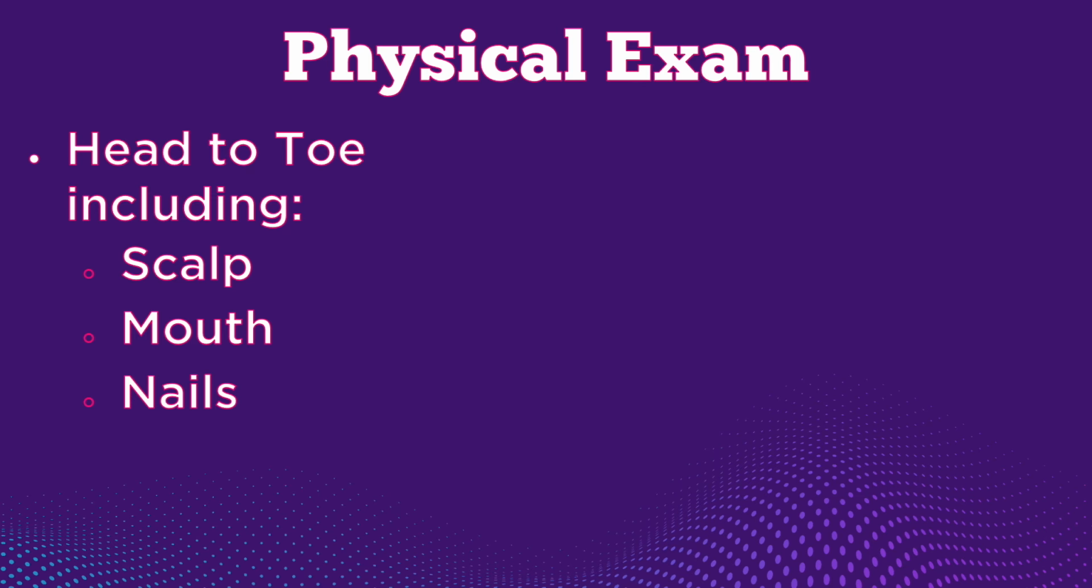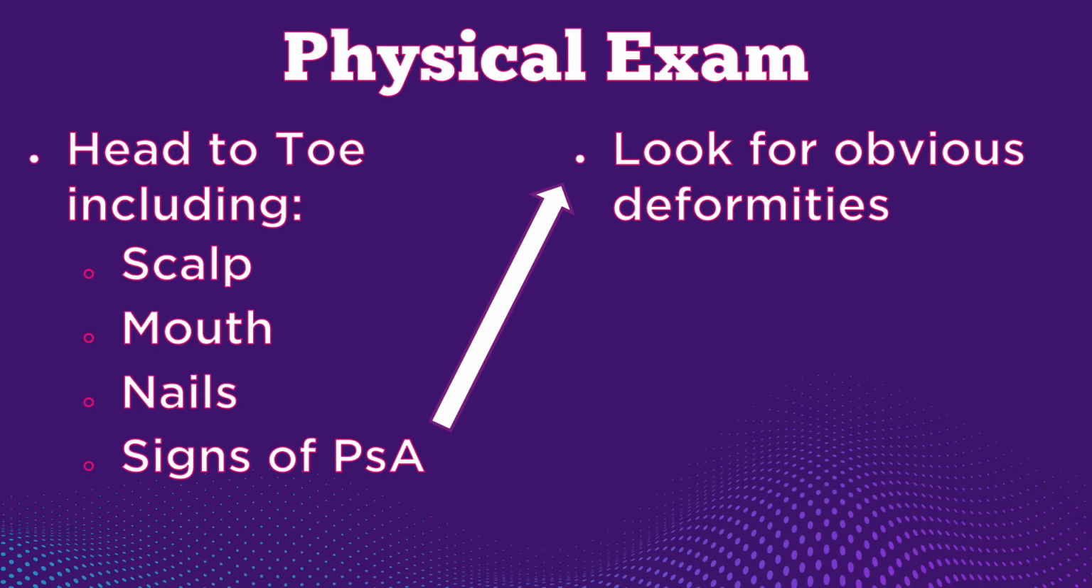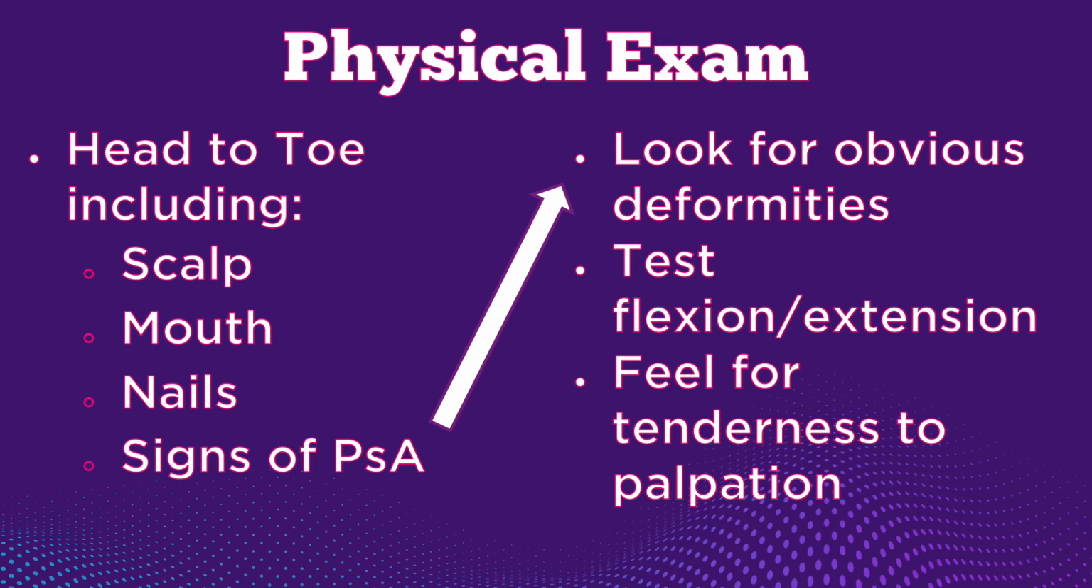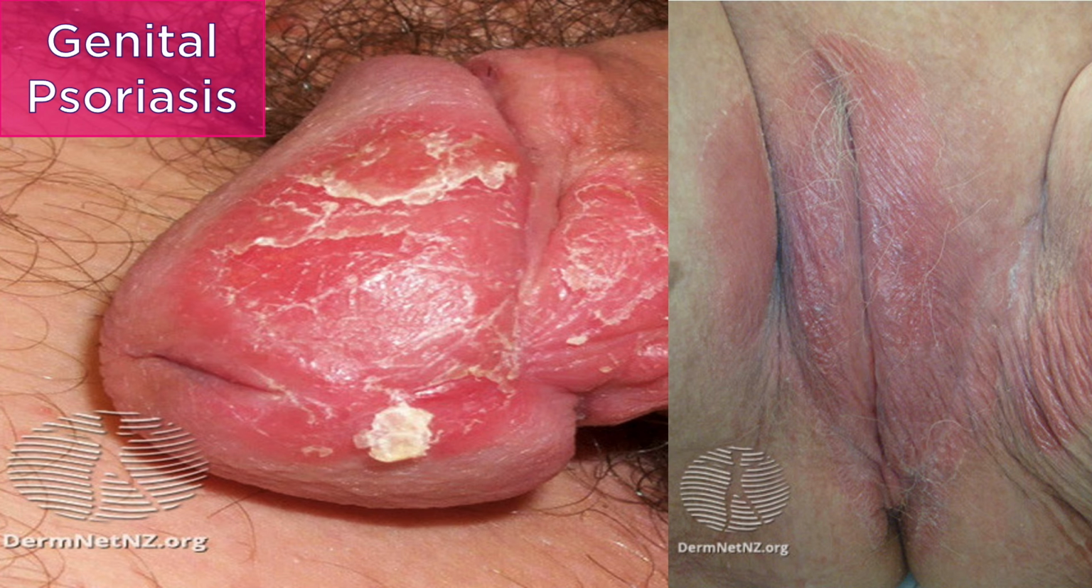While you're there, assess the hands for signs of psoriatic arthritis by looking for obvious deformities, testing flexion and extension, and feeling for tenderness to palpation. Don't forget to offer to examine the genitals, because many patients will have lesions on the penis or vulva, but will mention them only if you ask.